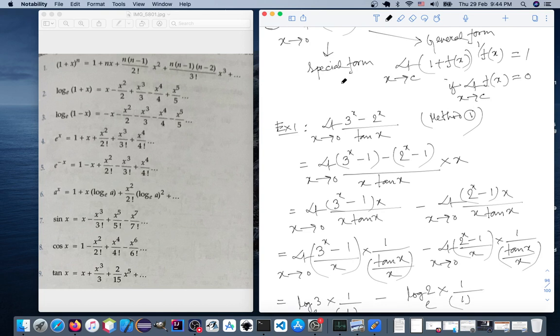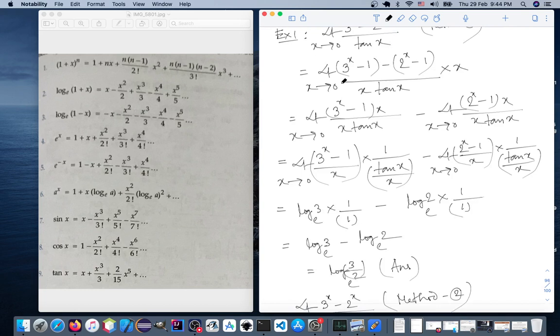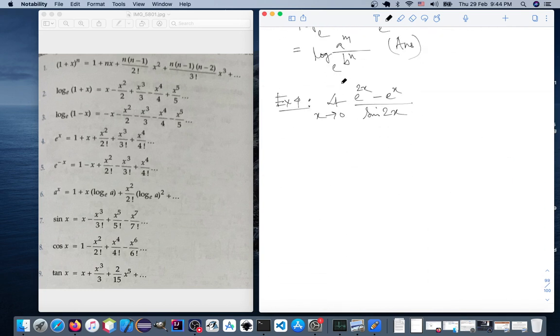In that one, we had two terms, a to the power x minus b to the power x, and some term in the denominator. Here also we have similarly two terms with e to the power x. So let's bring e to the power x common from the numerator, and we get e to the power x times (e to the power x minus 1), and over here we have sine 2x.